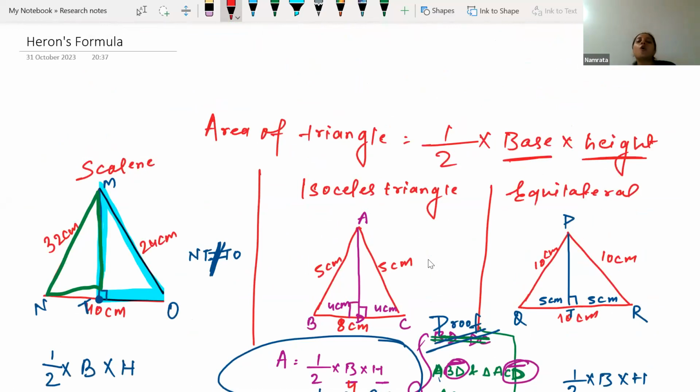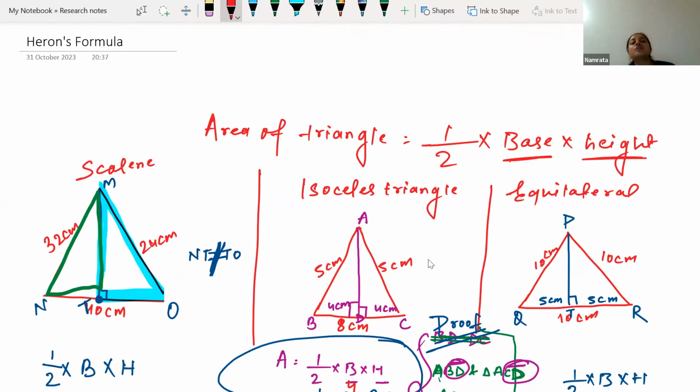We must have all the sides in hand. That's it. That is the criteria. If we are having all the sides in hand, we will be using this magical formula. If we are having height and base in hand, we can use the older formula. Okay.